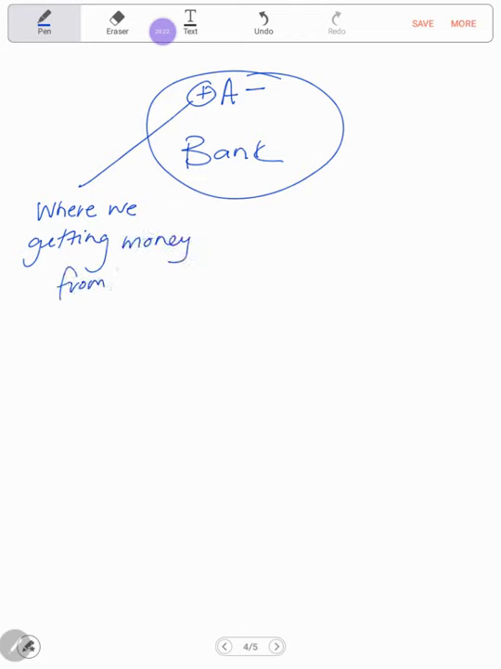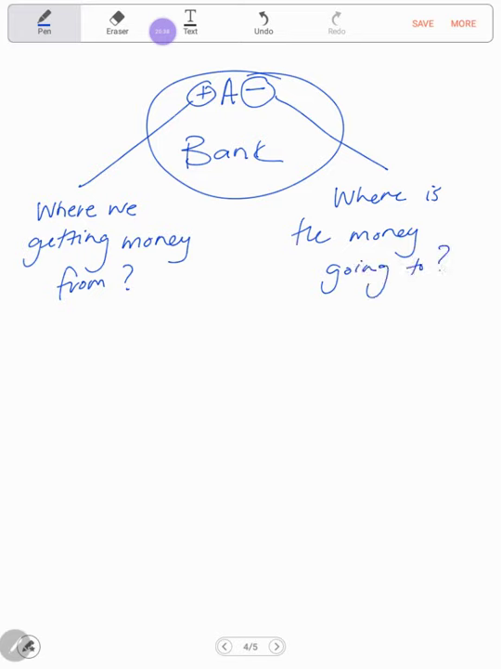If the bank account is decreasing, where is the money going to? All right, so those are the 3 questions that you ask yourself. What is happening to bank? Is it increasing? Yes. Where are we getting the money from? Is it decreasing? Where is this money going to?